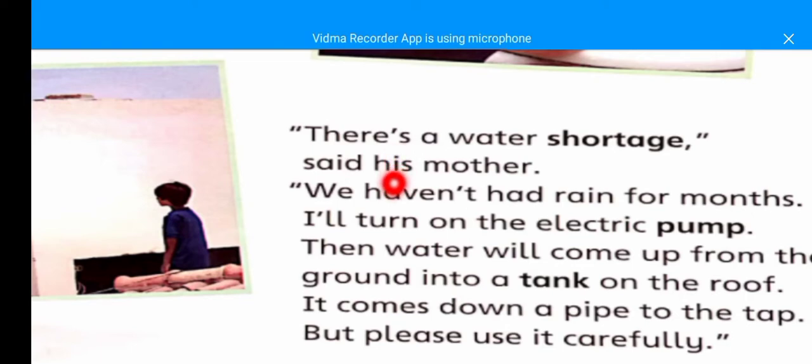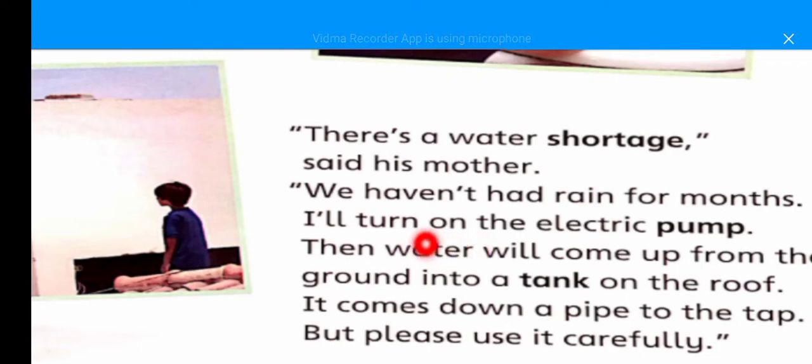So here his mother is telling him that we are facing a water shortage because they didn't get rain for months. I have also discussed with you that rainwater is the only natural source that is providing water for everything, just like the oceans, streams, lakes, or rivers. All these things are made by the rainwater. So now his mother is telling him that we haven't had rain for months, so we are facing a water shortage. And now she is also giving the solution for their problem.